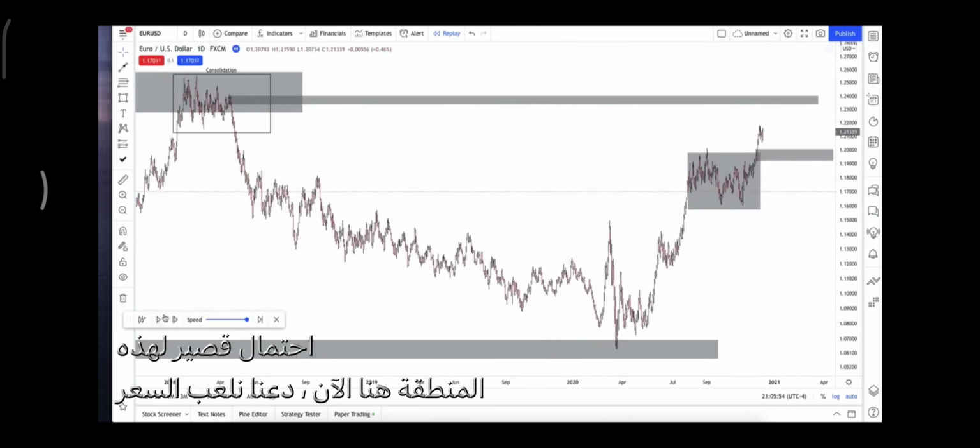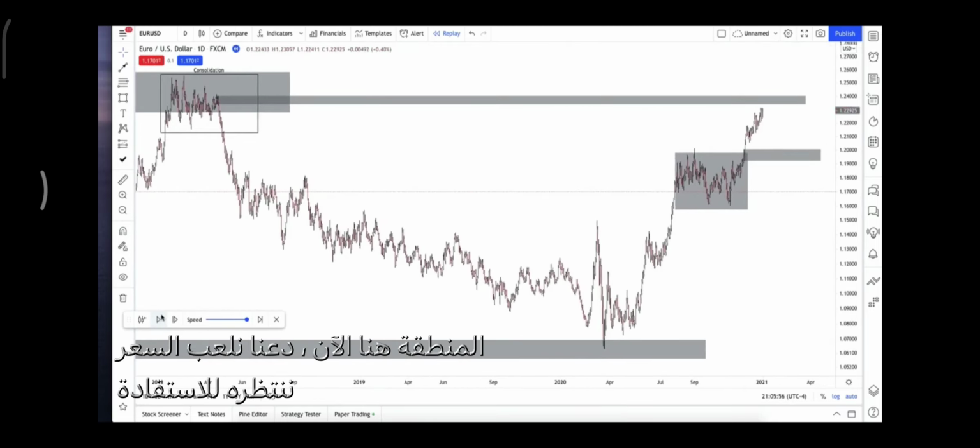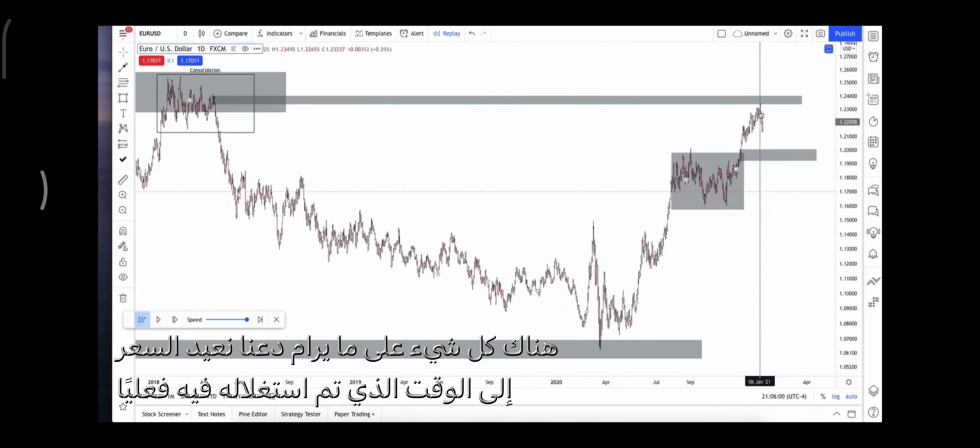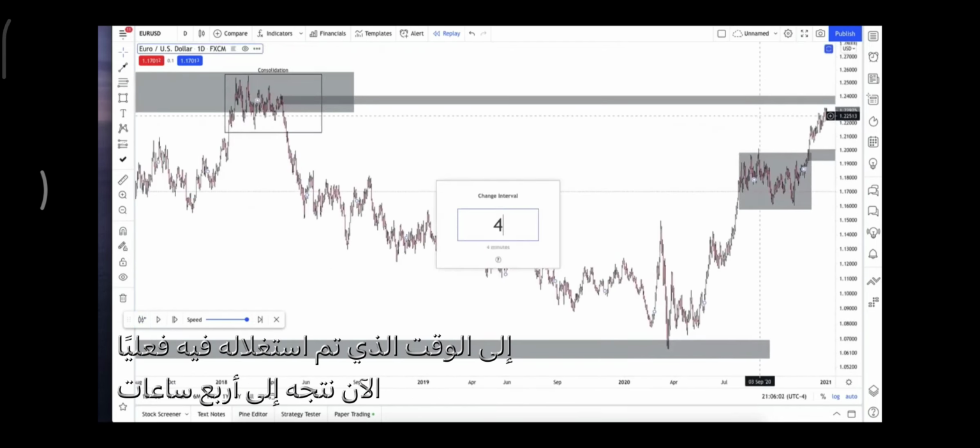Now let's play price. Wait for it to tap in. There it is. Alright, let's replay price back to when it actually tapped. Now we head over to the 4 hour.